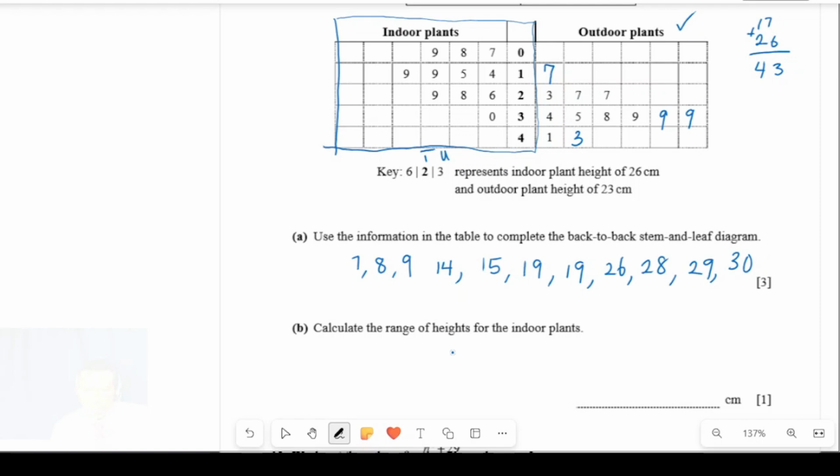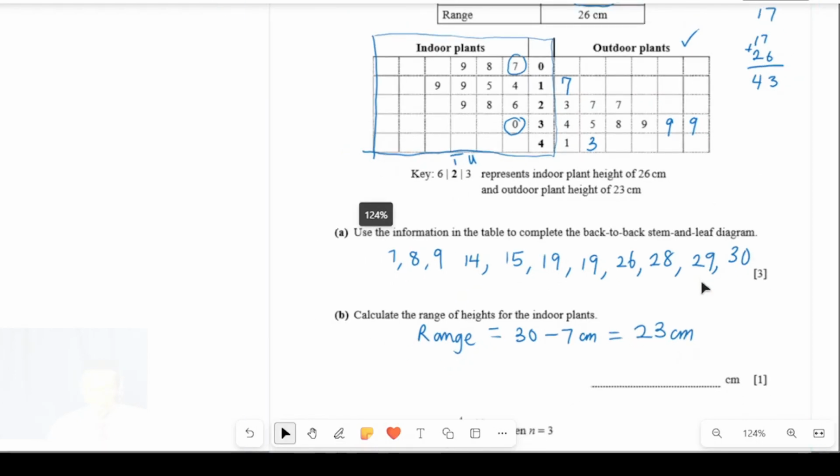So let's calculate the range. What is the range? The range is maximum value minus lowest value. So what is the range of the height? So you have 30 cm, take away 7 cm. So that is equal to 23 cm. So that is the range of the plant. Okay.